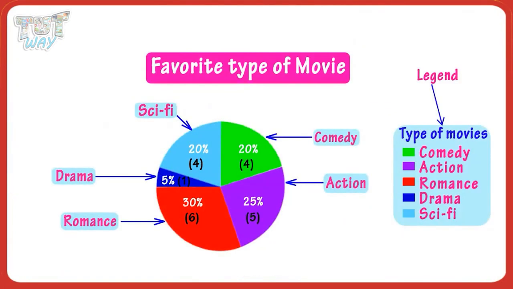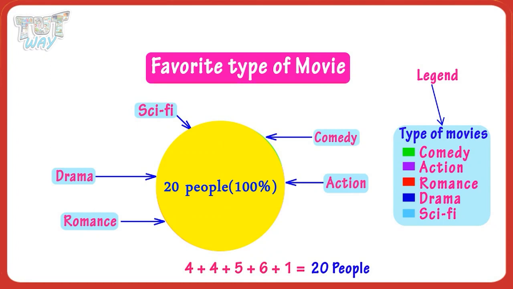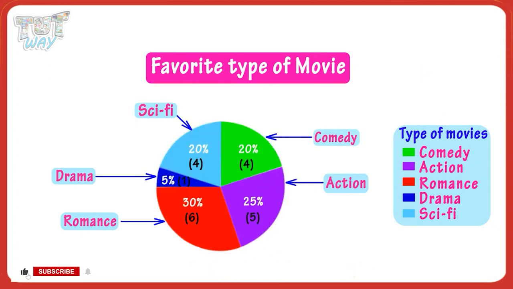Here we have a pie chart. Let's try to read it. Title says, pie chart shows the favorite movies. First of all, this circle is representing 4 plus 4 plus 5 plus 1 plus 6 equals 20 people. And different slices of pie show the people with different choices of movies.